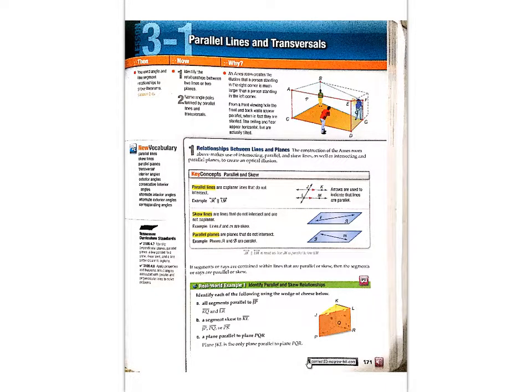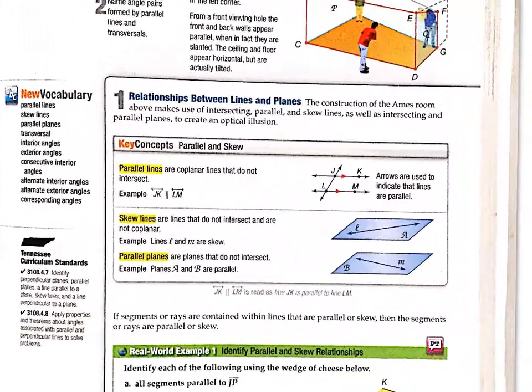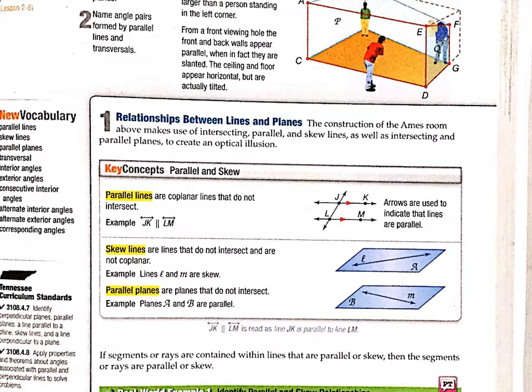Okay, lesson 3.1, parallel lines and transversals. So parallel lines I think are pretty easy, something we're pretty familiar with. The thing that you want to remember about parallel lines is that they must be on the same plane. And that's important because this next term is what we call skew lines. And skew lines are not coplanar.